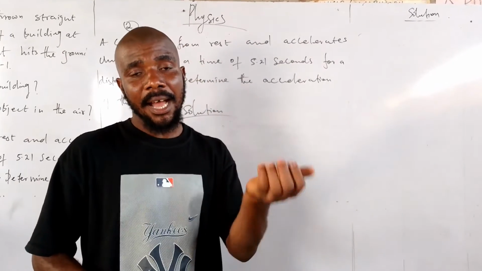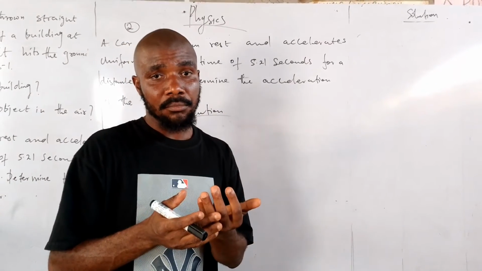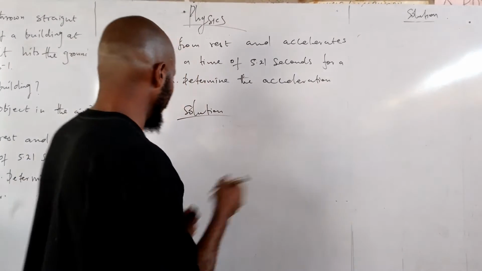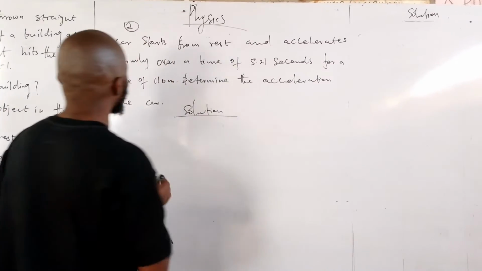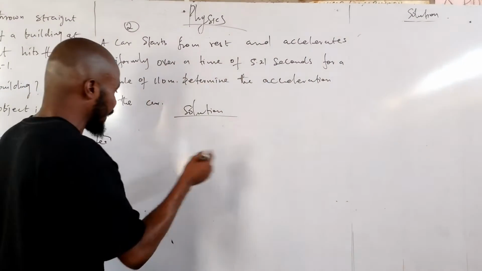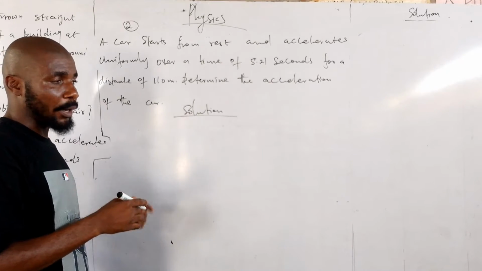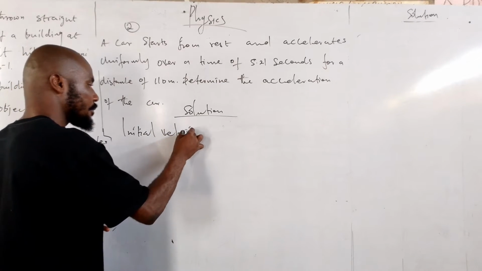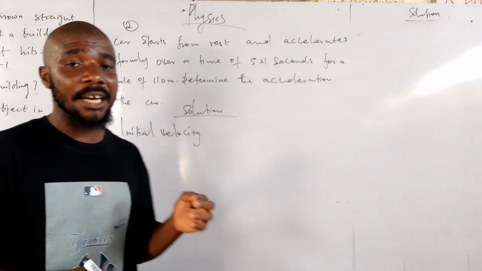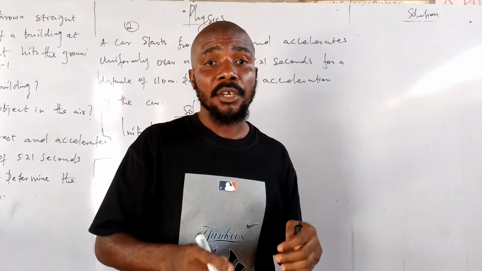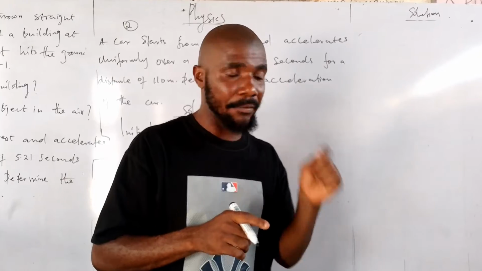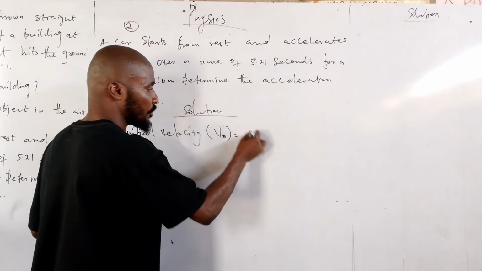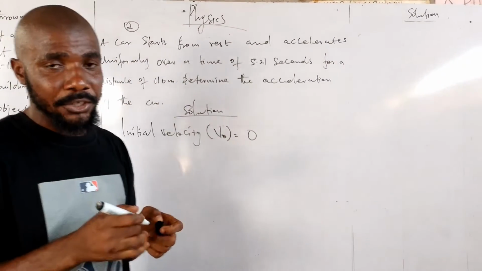Please, I will be using speed and velocity interchangeably with the assumption that I know the direction of the speed. Because we hear starts from rest, the initial velocity will be equal to 0. We normally represent initial velocity with u, but I will use v naught to represent the initial velocity. There's nothing wrong with that. Initial velocity v naught is equal to 0 because it starts from rest.